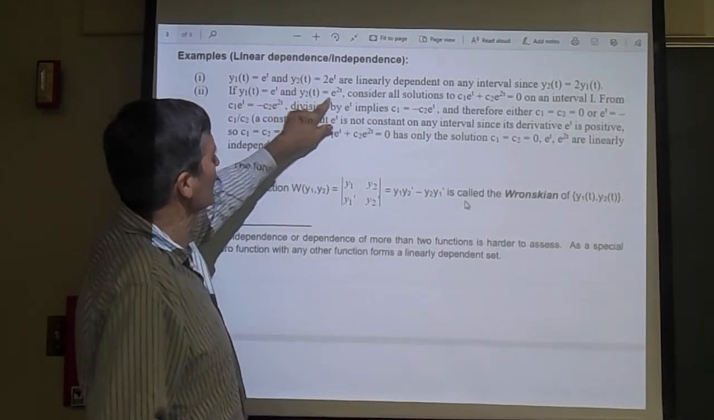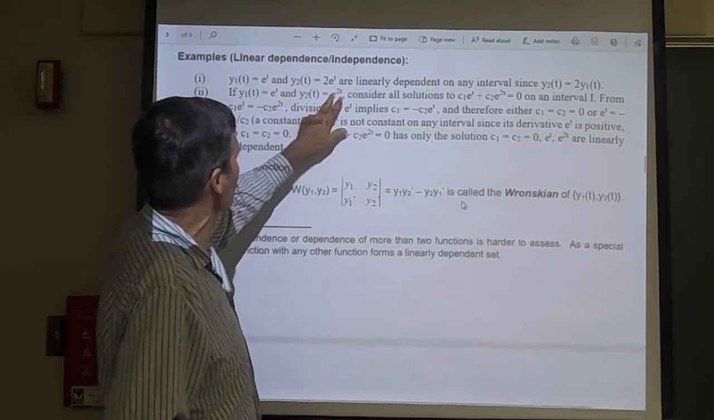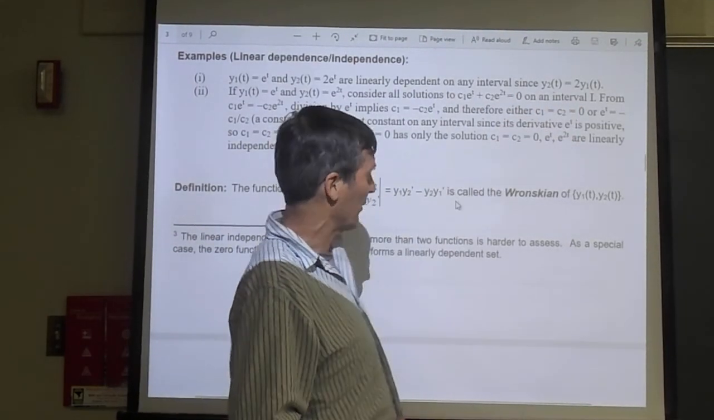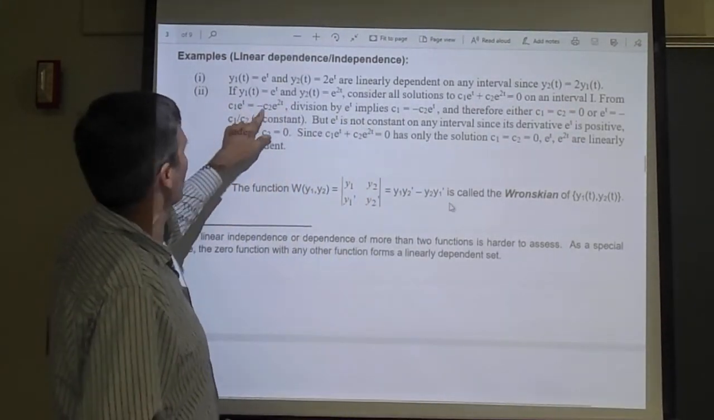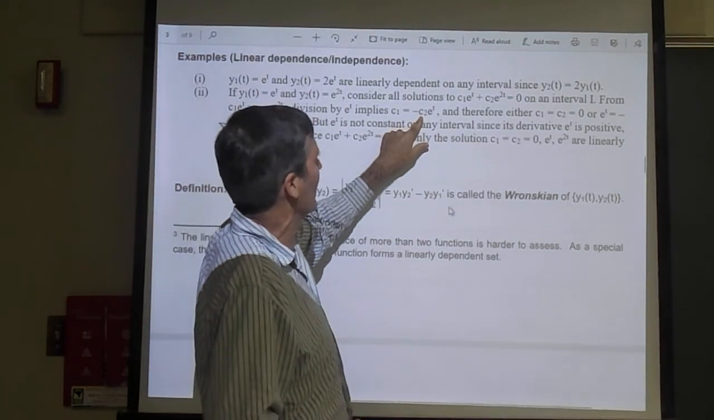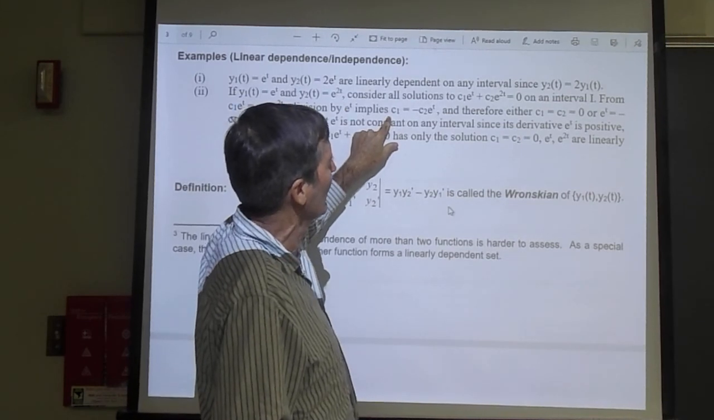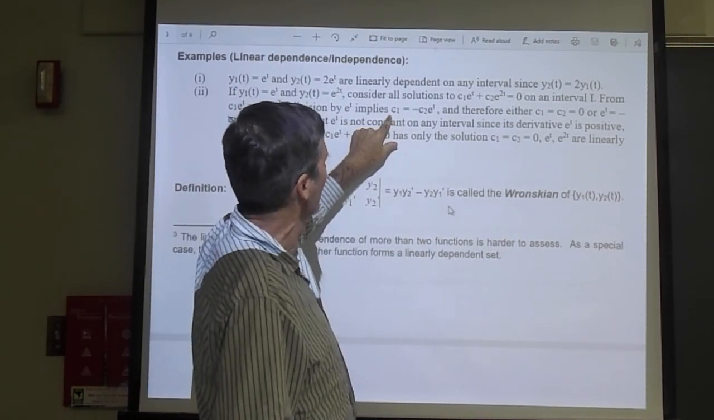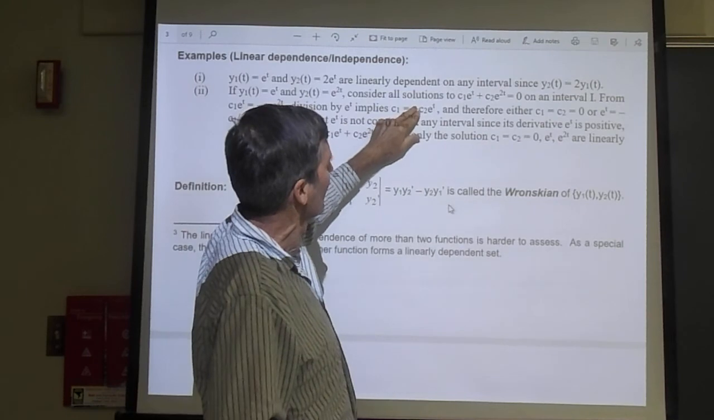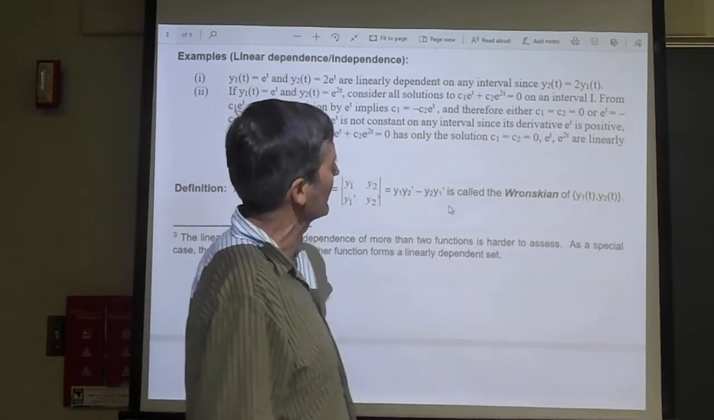y1 equals e to the t and y2 equals e to the 2t are independent though. If you take c1 times this one plus c2 times this one, and you want that to be equal to 0 on a whole interval, not just at a specific value of t, then by subtraction c1 e to the t is minus c2 e to the 2t, and then you can divide by e to the t, and that says c1 is equal to minus c2 e to the t. So the only way you can make these equal is to make c1 and c2 both 0, right? Because this side isn't constant and this side is. You can't make a non-constant equal to a constant unless both of these are 0.